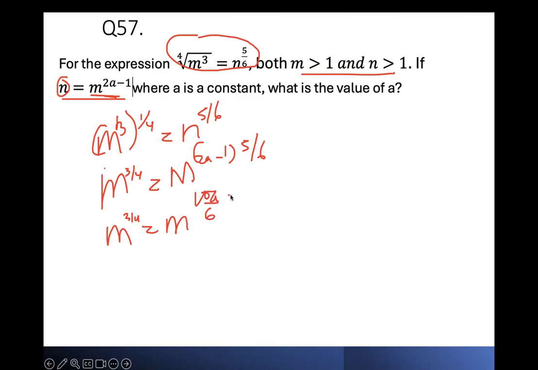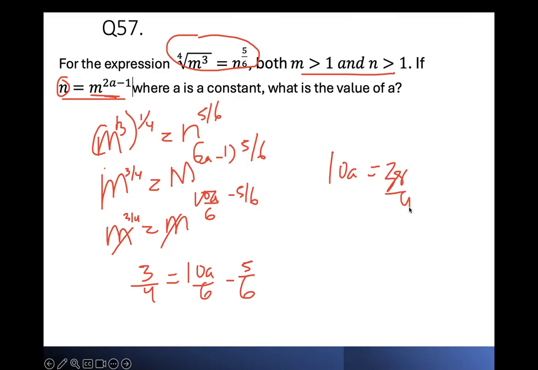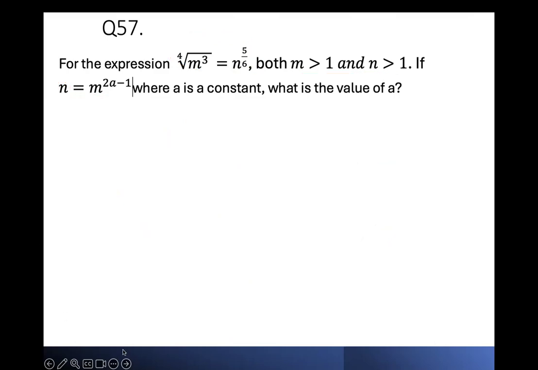1 and 5 will give you 5 over 6. These are all exponents. If I have the same numbers here, that means I have 3 over 4 is equal to 10a over 6 minus 5 over 6. And then you simplify this. If you simplify, you have 10a is equal to 38 over 4. A is equal to 38 over 40. This will give you 19 over 20. So the answer choice is 19 over 20. It looks complex. It requires some fast thinking to be able to analyze the question.